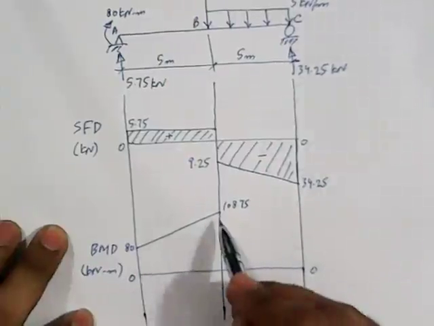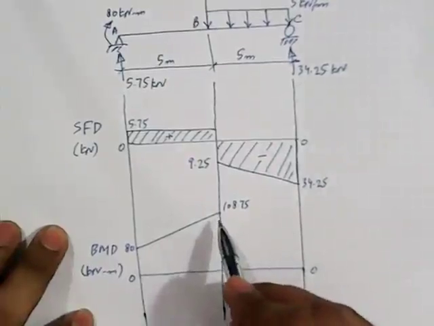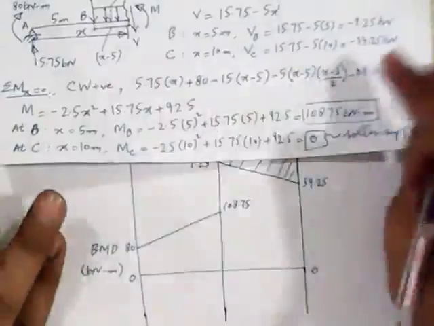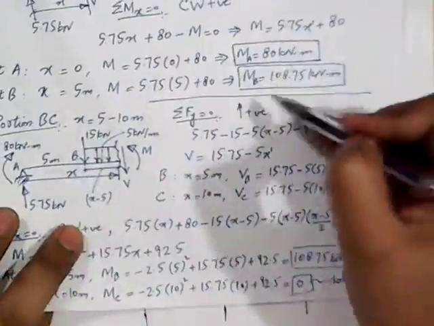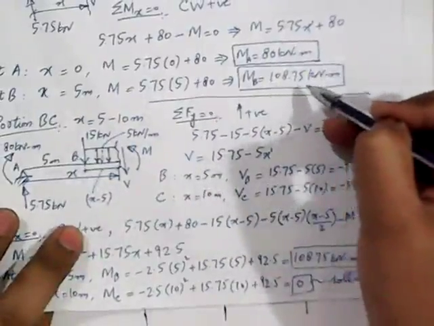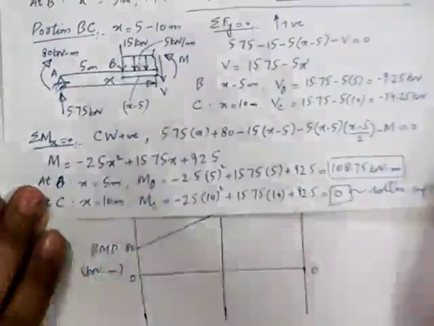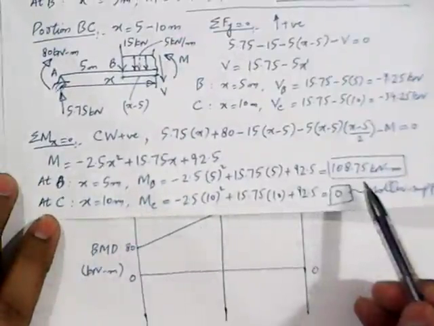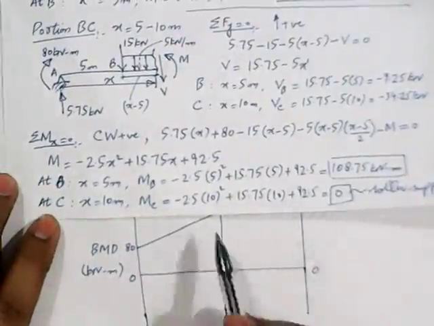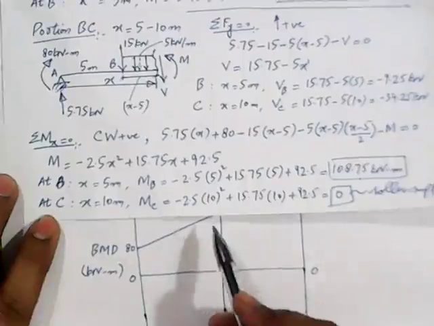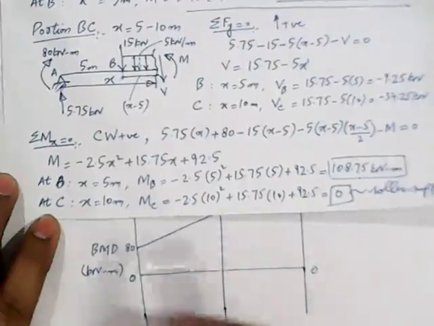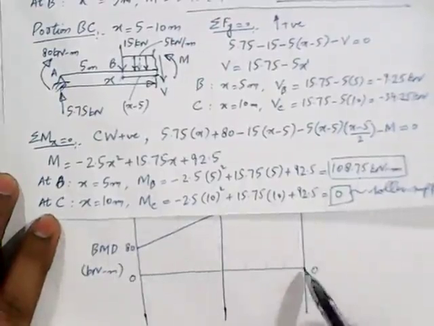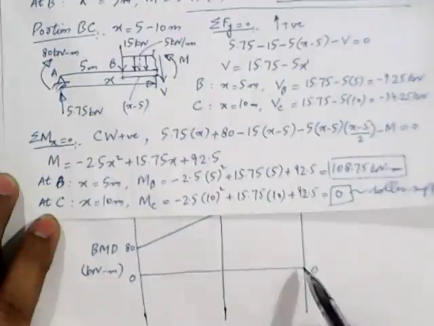Next, at point B, how many different values of moment do we have? We have only one value from portion AB. We got MB equal to 108.75 kilonewton meter, and from portion BC, again MB is 108.75 kilonewton meter. So we have this one value for point B. What is the value of bending moment at point C? At point C, it is equal to 0. It means that the bending moment diagram will be connected here at the 0 point.